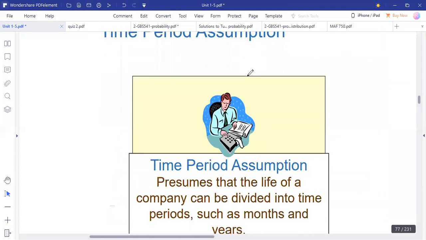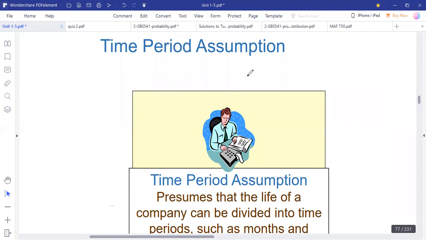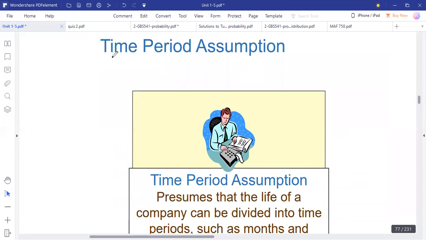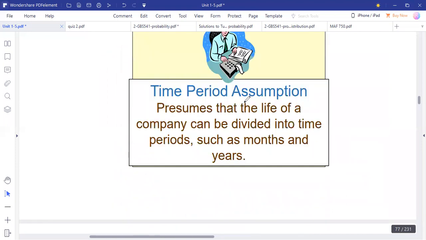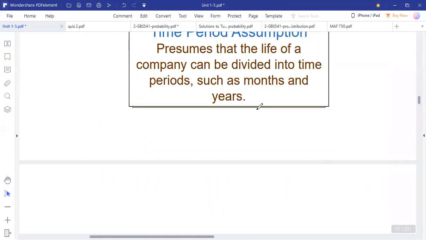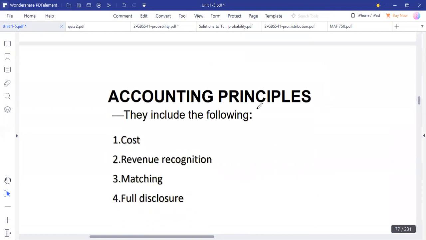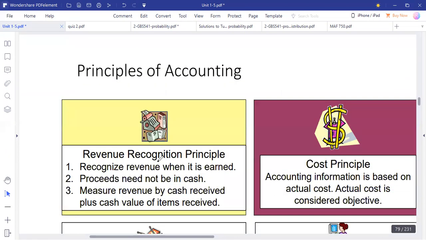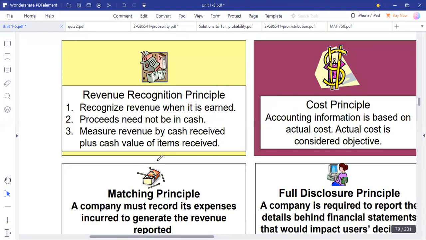The time period assumption simply presumes that the life of a company is divided into periods such as months and years. So the time period looks at this assumption that the life of a company can be divided into time as prescribed. So the accounting principles also include the following: cost, revenue recognition, matching, and full disclosure. These are constituents of accounting principles. So the principles of accounting are as follows.